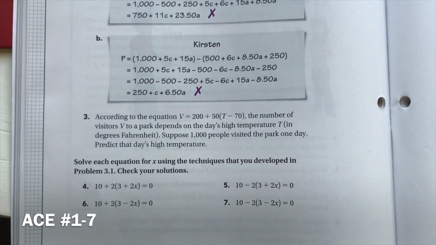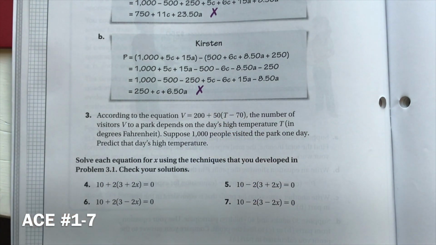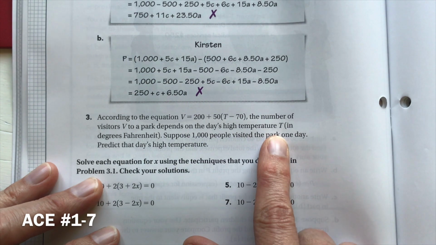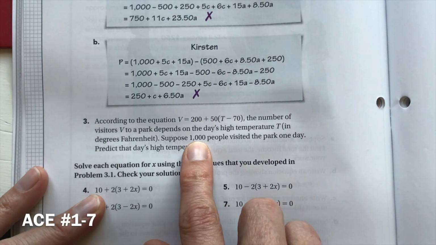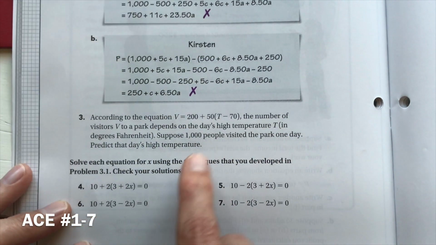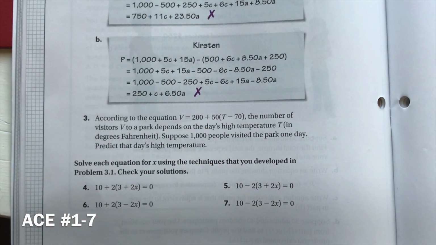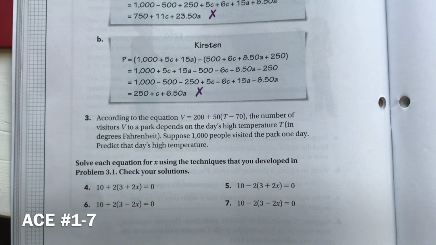Number 3, there's another equation here. V equals 200 plus 50 times T minus 70, where the number of visitors V to a park depends on the day's high temperature T in degrees Fahrenheit. Suppose 1,000 people visited the park one day, predict the high temperature. So we know that the 1,000 people visiting would go into V here. Do that work to figure out what T would equal. And if you look carefully, 4 through 7 is a lot like what we did in part C. Just go through, solve for x, and check your solution to make sure that you're right.